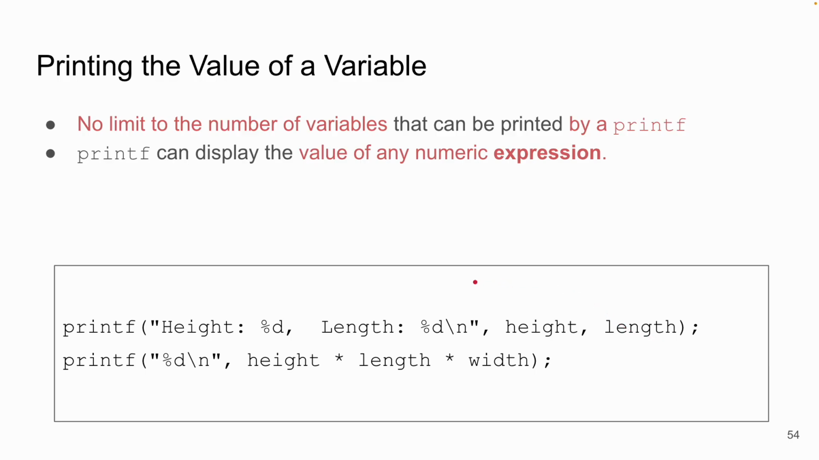And we can also use printf to print out the value of any numeric expression. So here is the expression we explained in the previous slide, and we know the outcome. What this expression will return is the final result of these calculations. And then we can also use %d to print out the final result of these calculations. So the value that will appear in the second printf will be the value we get by multiplying height, length, and width.